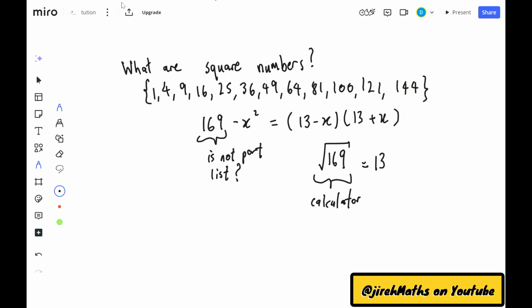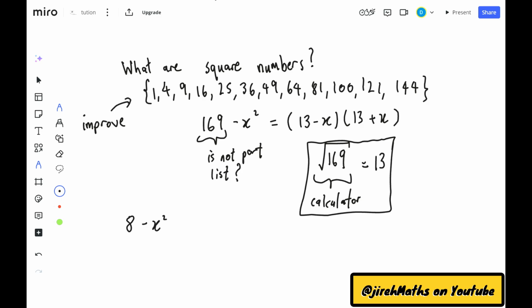You might say, sir, if we could plug it into our calculator, why do we need to learn this? Well, we need to learn this to improve our maths, improve our cognitive ability, improve our logic. If it's too much of a headache to learn it, just plug it into your calculator to confirm if it's a perfect square. Of course, if it's not a perfect square, you won't be able to use difference of squares. For example, if it's 8 minus x squared, there's nothing you can do at that point because 8 is not a perfect square.